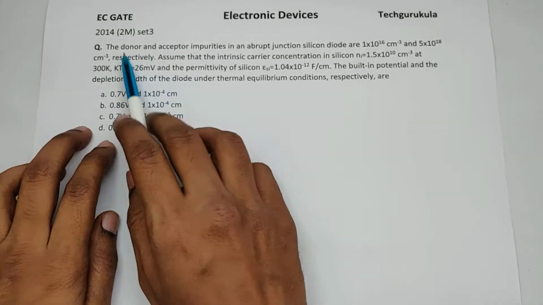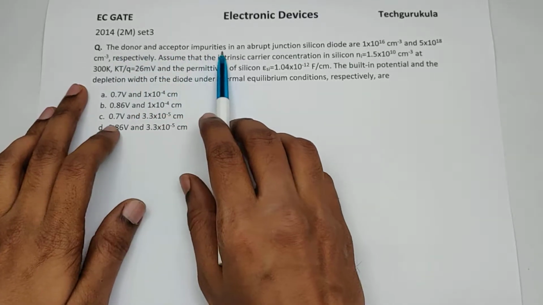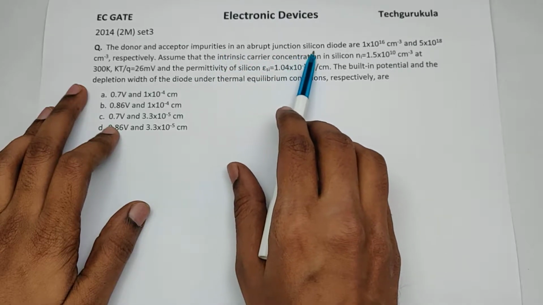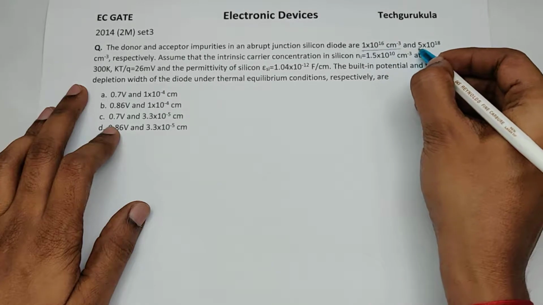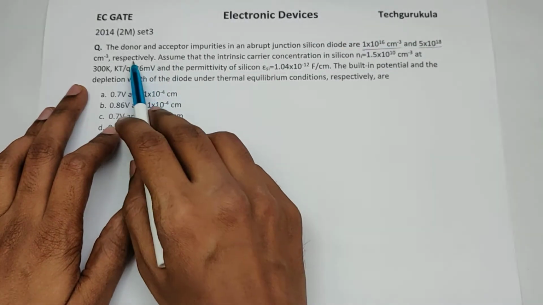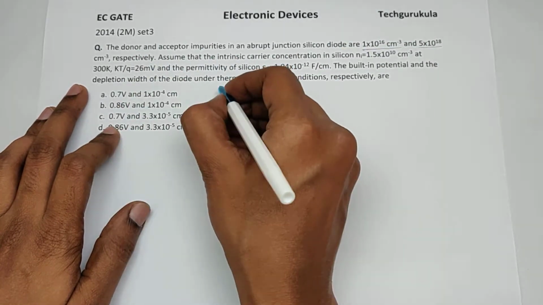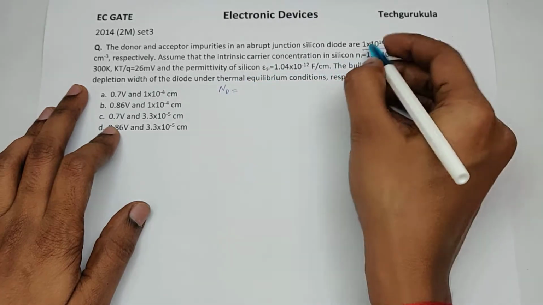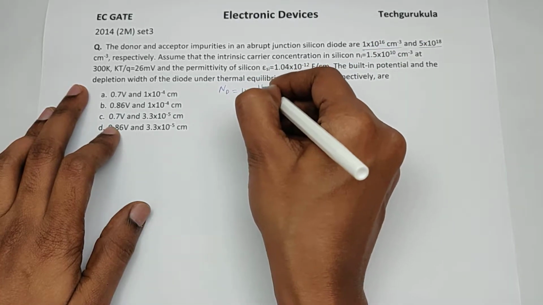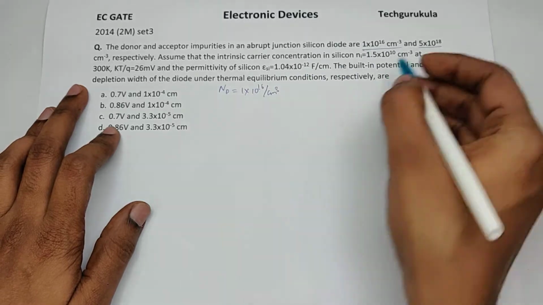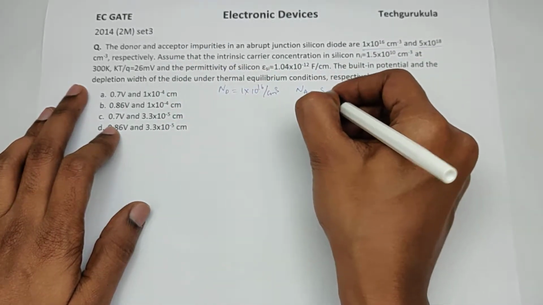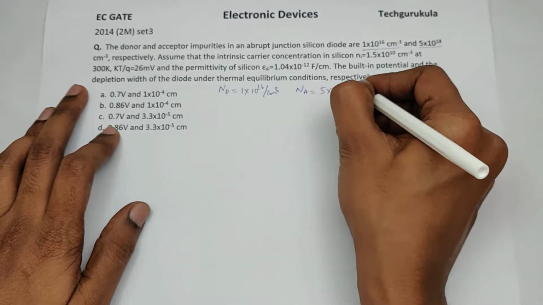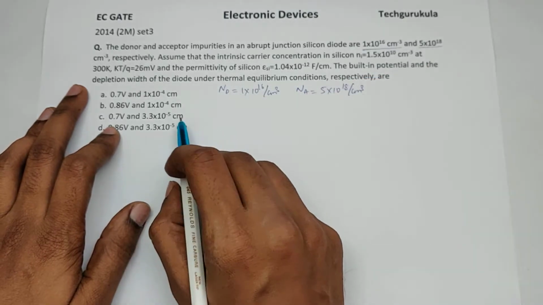The question is, the donor and acceptor impurities in an abrupt junction silicon diode are 1 times 10 power 16 and 5 times 10 power 18 per centimeter cube respectively. So donor concentration, that is ND, is 1 times 10 power 16 per centimeter cube, and acceptor impurities, which is NA, is equal to 5 times 10 power 18 per centimeter cube.